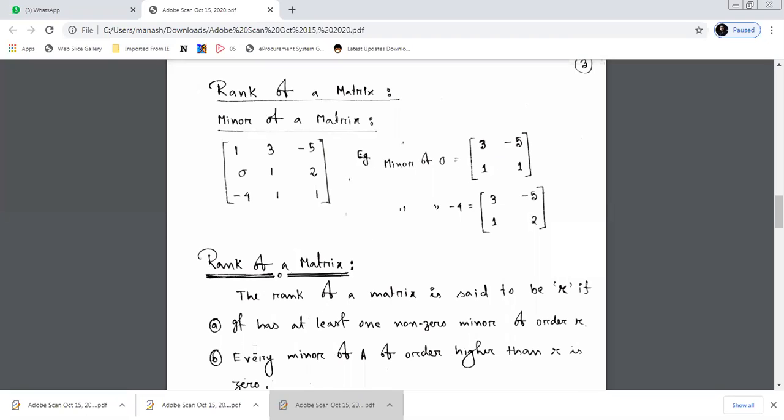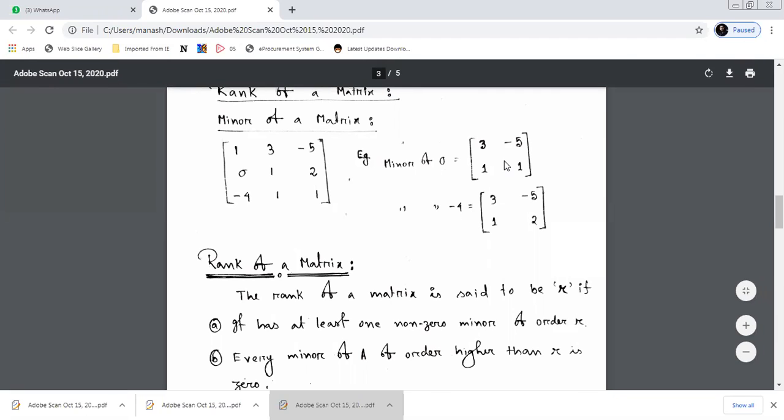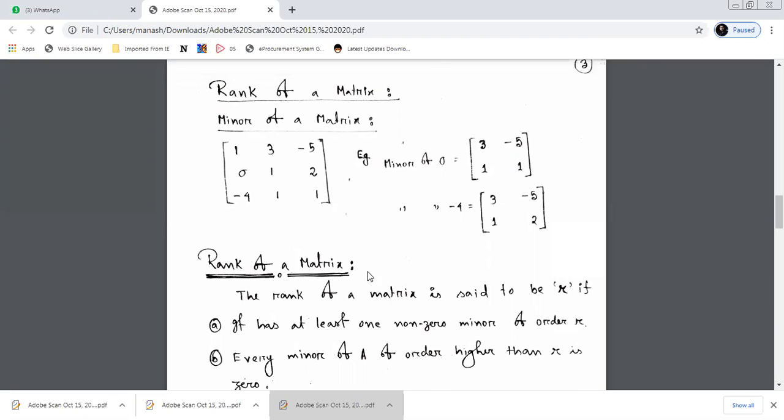Now come to the point. It has at least one non-zero minor of order R. You got one non-zero minor of order 2. Now the second step is what? Every minor of A of order higher than R is 0. So here the order is 2. What is order 3? Order 3 means, in this case, the whole matrix.